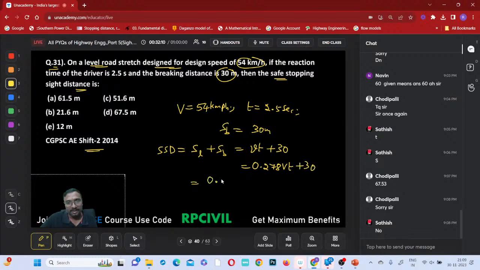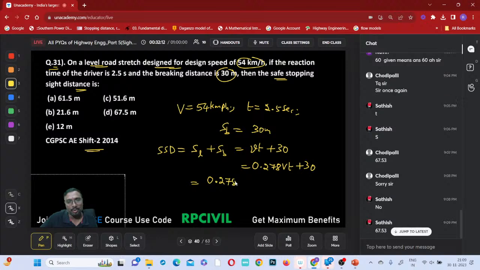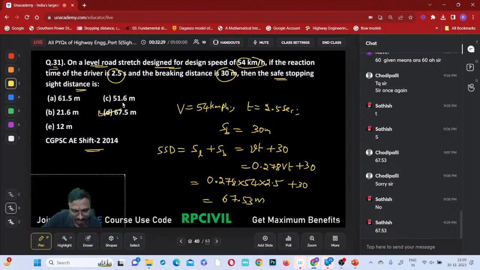Yes, absolutely. 0.278 into the capital V, 54, into the reaction time t, 2.5 seconds, which is given already, plus 30. How much does it come to be? 37.5 plus 30, 67.5 meters. Which one is the answer? Option D will be the correct answer. Shall I move to the next question? 32nd question, all of you.